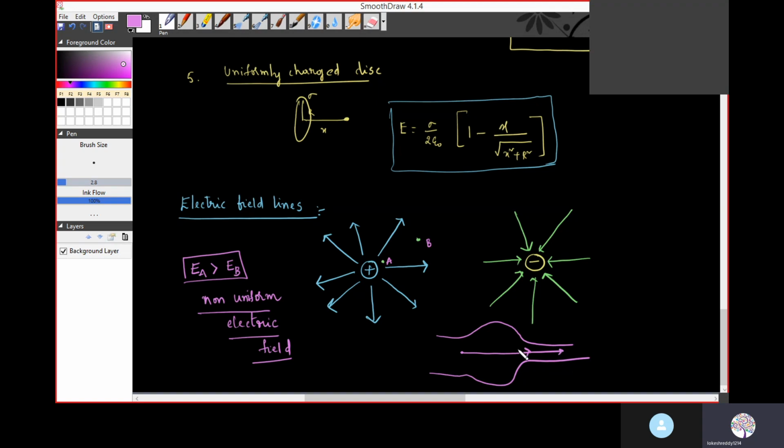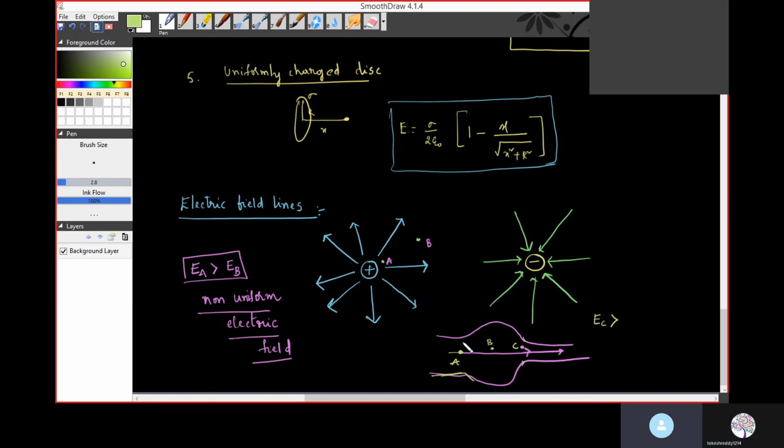This is a field line. Say this point is C, this point is B, and this point is A. Now you can see here the field lines are closer. So electric field at C is greater than electric field at A.